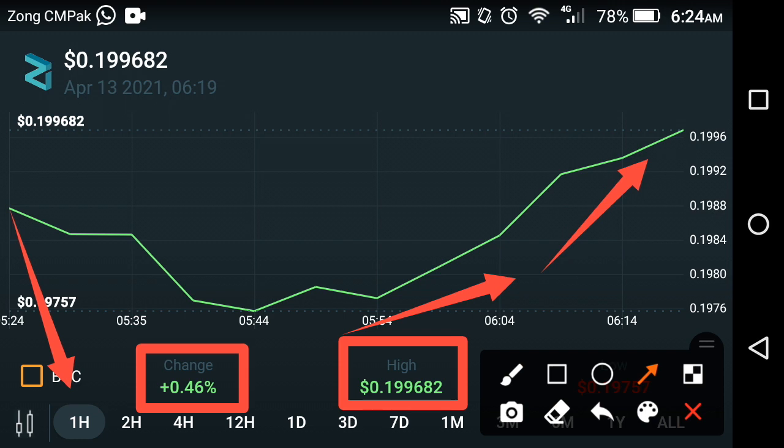So friends, I'm not a financial advisor. If you want to invest in this coin, please do your own research. My suggestion for all Zilliqa coin holders is that if you want to hold Zilliqa coin, absolutely it's your best decision. And my suggestion always is to hold your Zilliqa coin until the last of this month.